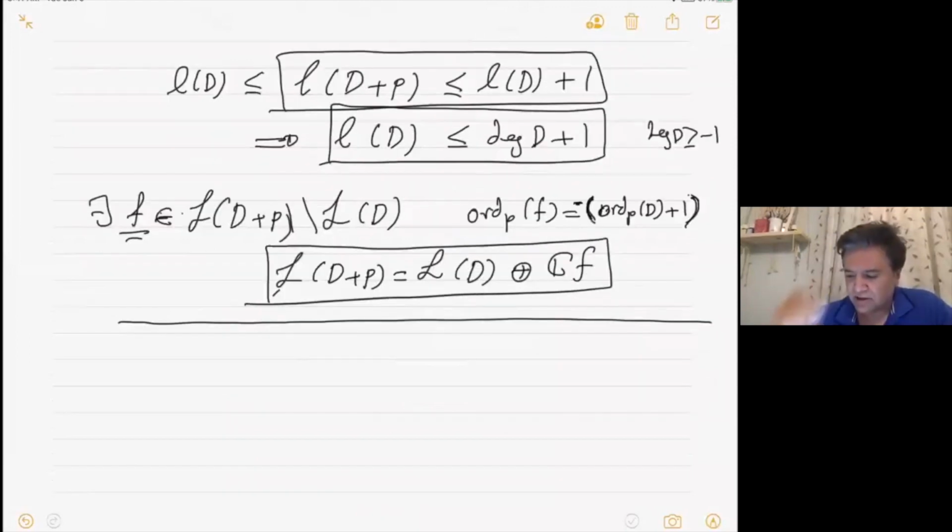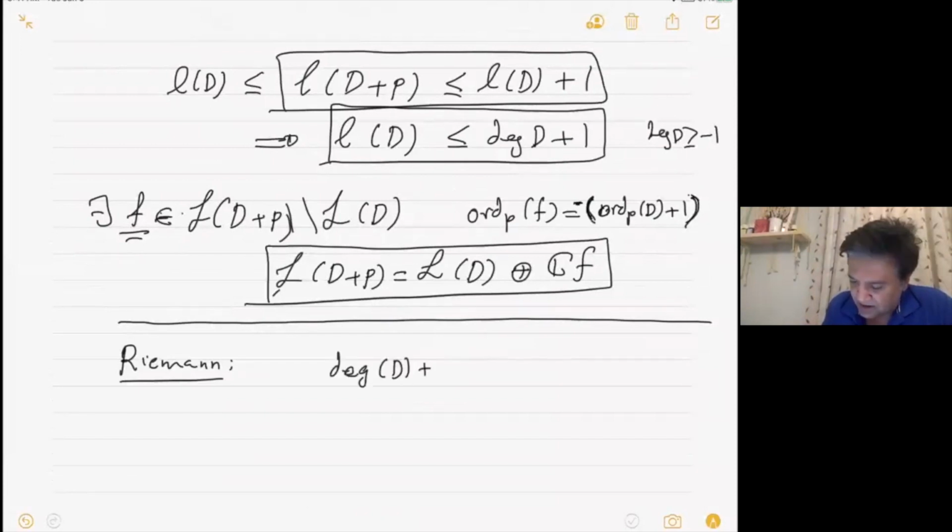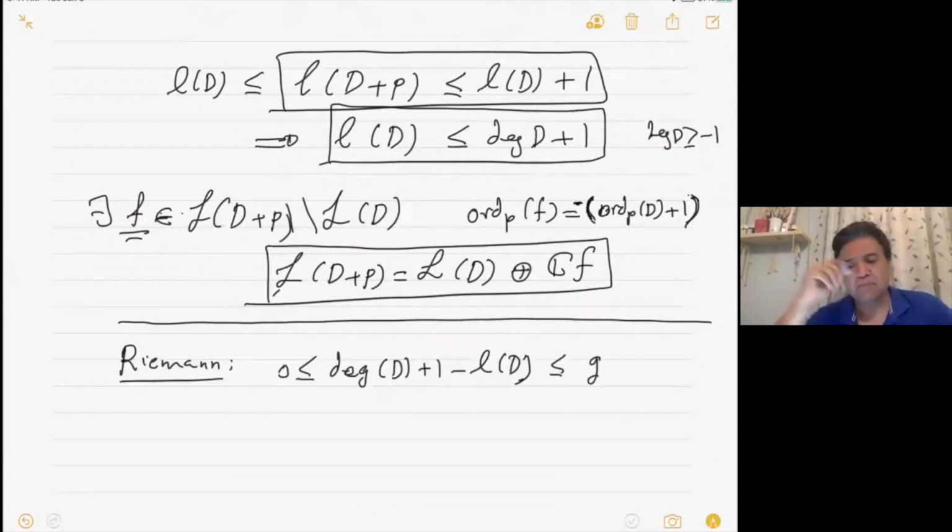So this is an inequality. Of course, this is not Riemann's inequality. Riemann proved something like this: that degree of D plus 1 minus L of D, which we just showed is positive, is bounded from above. And the bound that you have for this is nothing but the genus of the Riemann surface that you work with. So this is Riemann's contribution to Riemann-Roch.